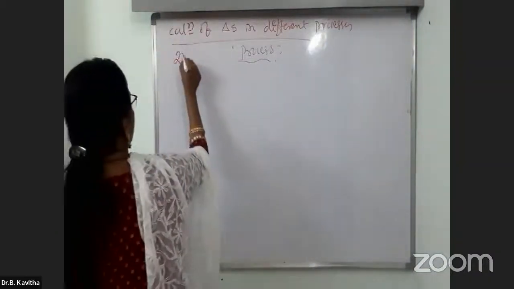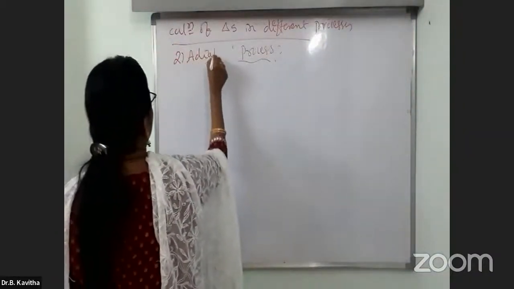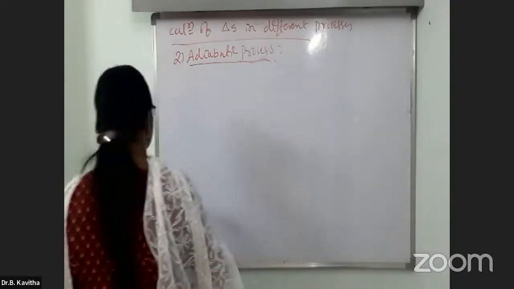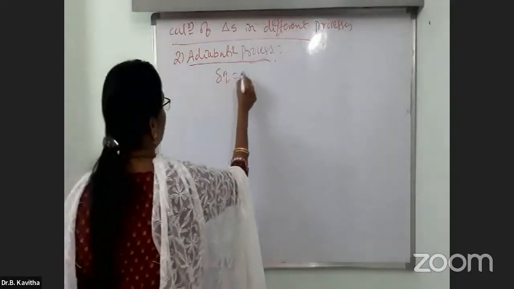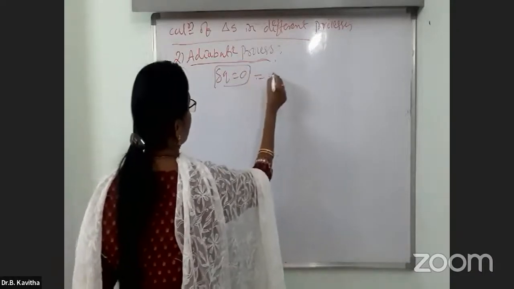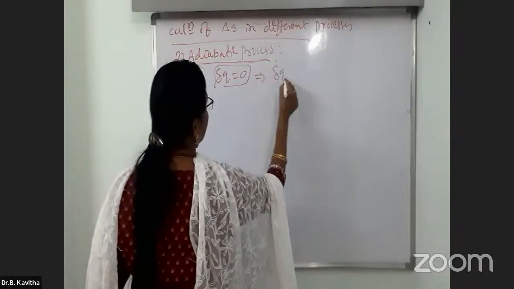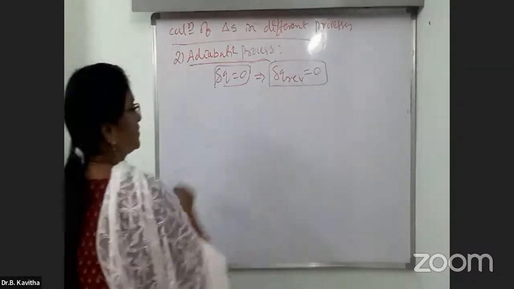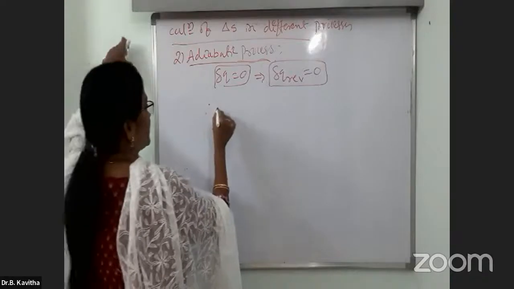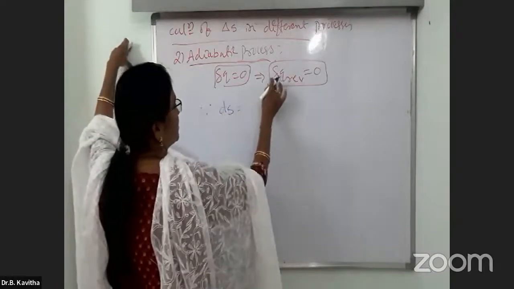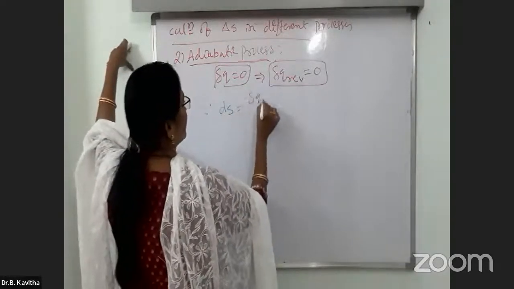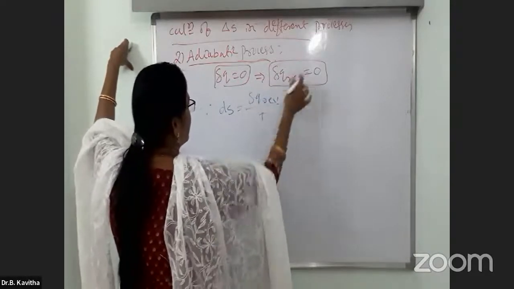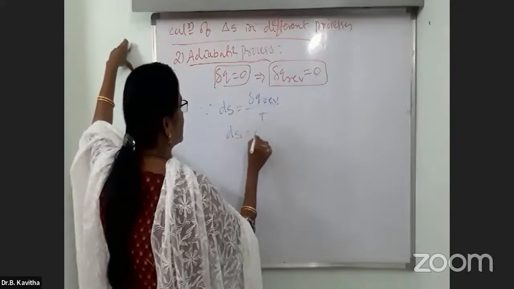The second one is the adiabatic process. So what is the adiabatic process? dou Q is 0. If it is taking place reversibly, you can write dou Q reverse is also 0. The changes are taking place reversibly. And what is entropy? ds is equal to dou Q reverse by T. What is dou Q reverse? 0, kabatti ds is 0.